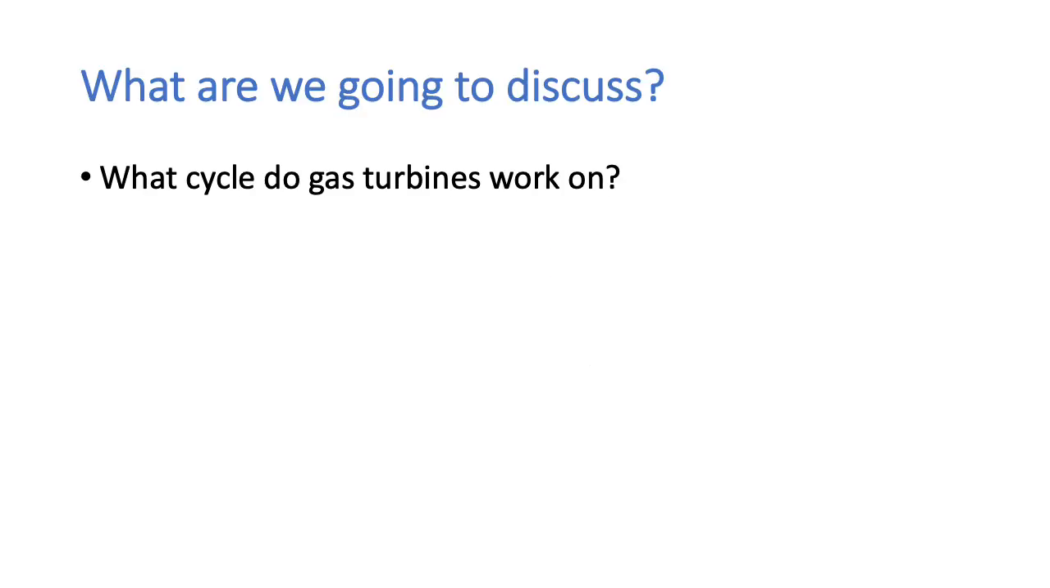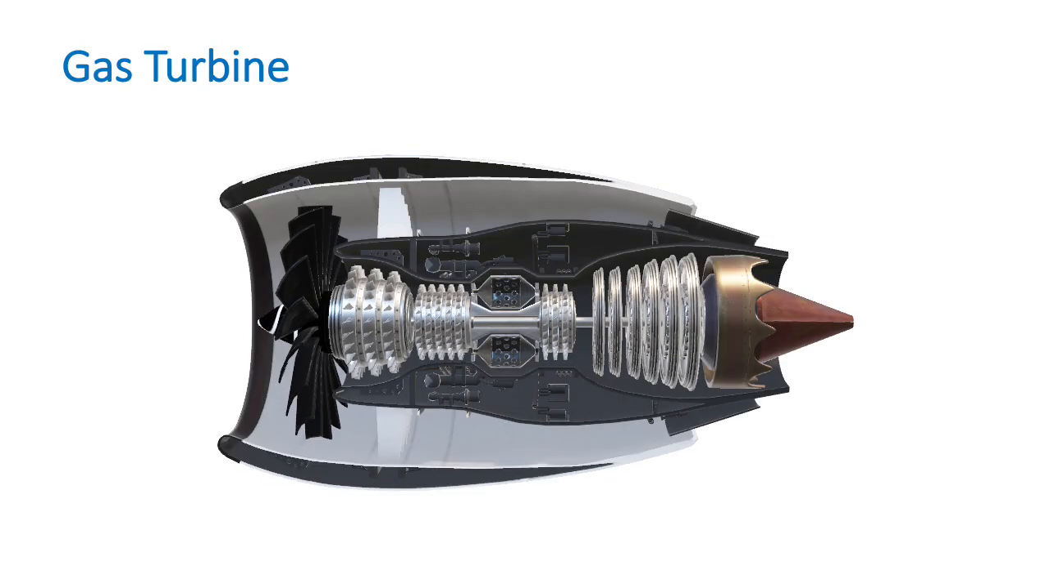Brayton cycle. What cycle do gas turbines work on? This is a cross-section through a gas turbine. There are three main components in it.